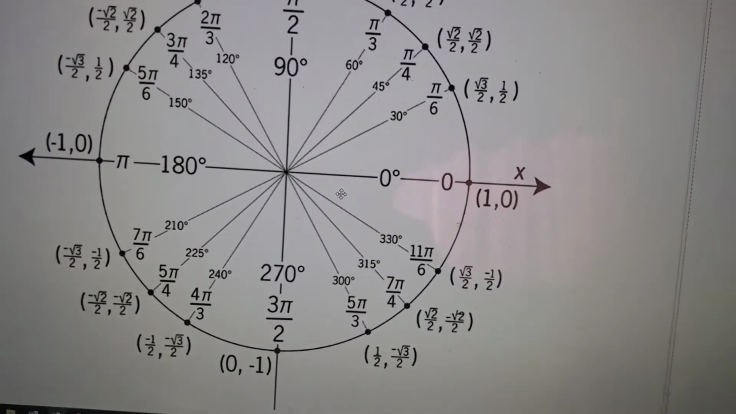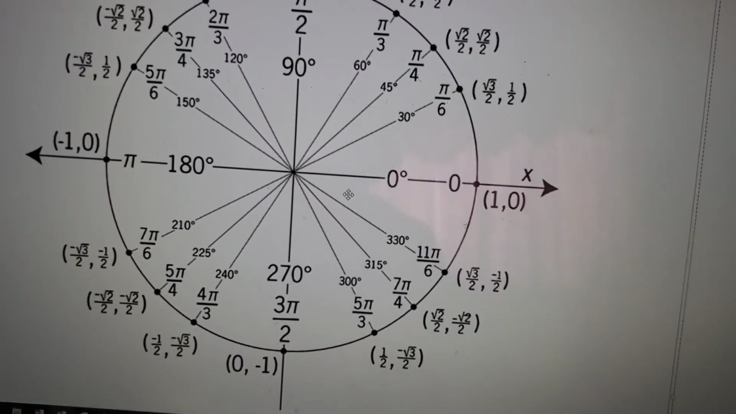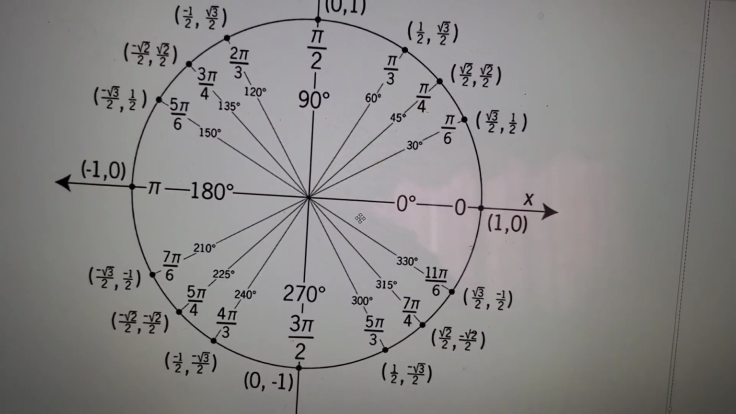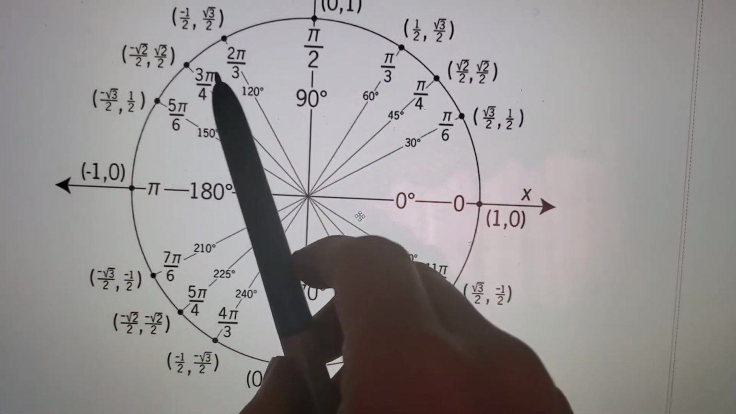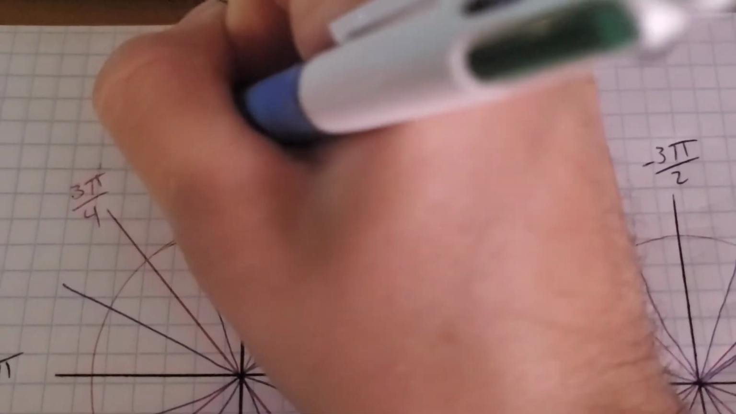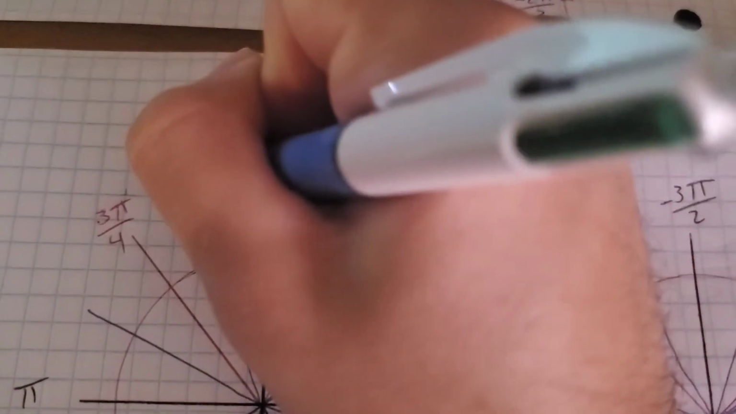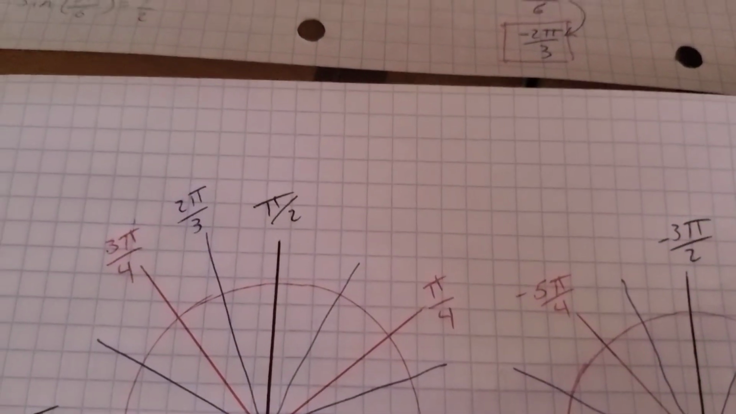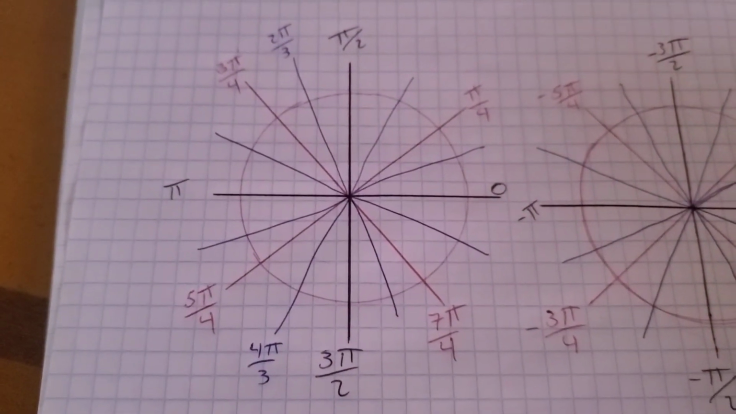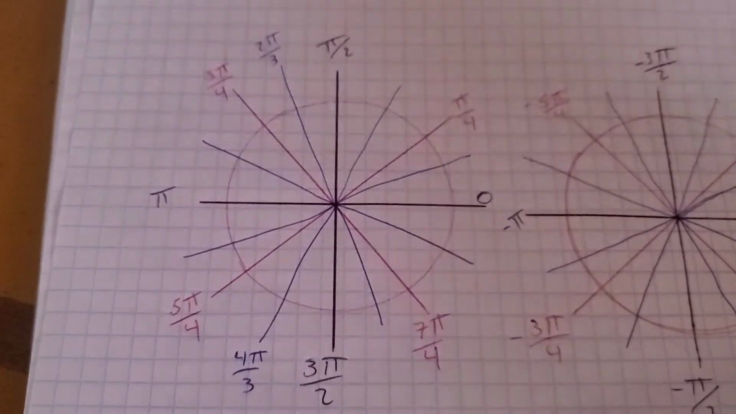I'm going to do the same thing with the other point, which was negative 2 pi over 3. Positive 2 pi over 3 is up here, right next to pi over 2. So 2 pi over 3 is going to be here. All right, this problem actually came out to be really easy.